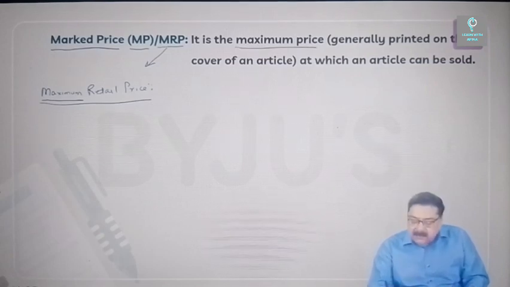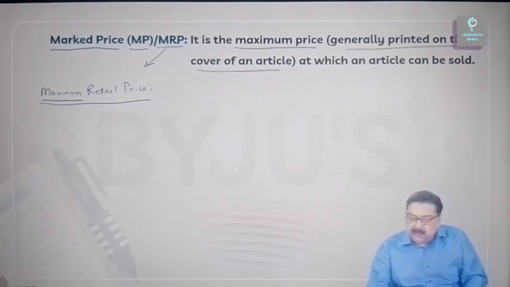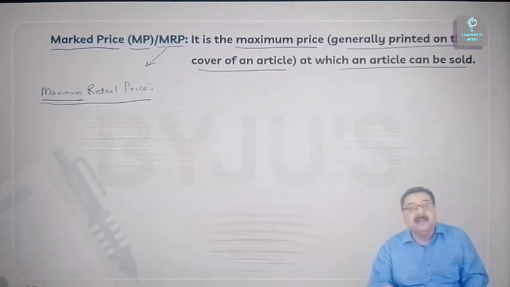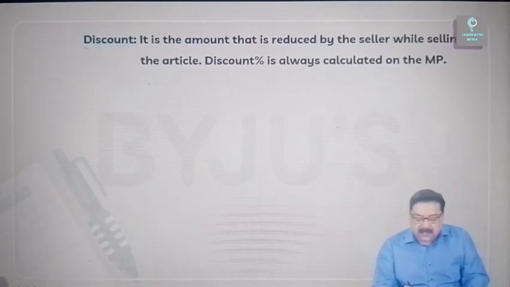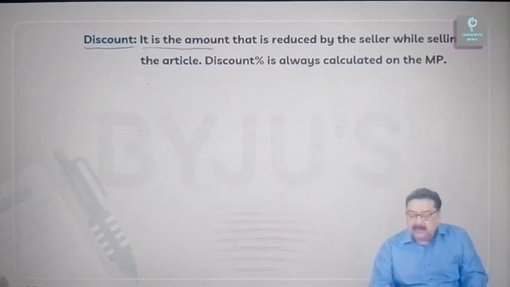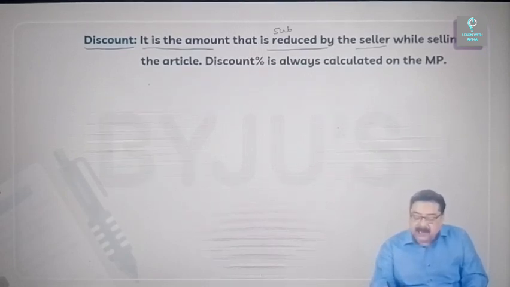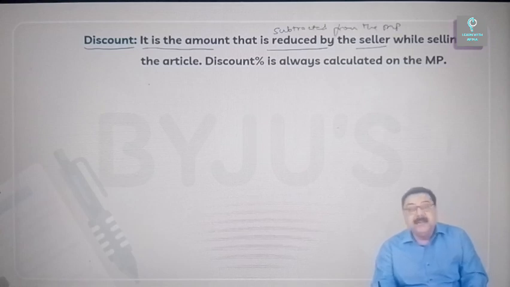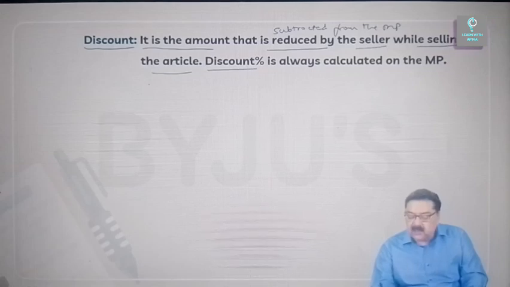So it is the maximum price generally printed on the cover of an article at which an article can be sold. Then what is discount? Discount is something that we always ask for, we always look for. We are in search of discount whenever we go for shopping. It is the amount that is reduced by the seller or subtracted from the marked price while selling the article. So discount percent is always calculated on the marked price.